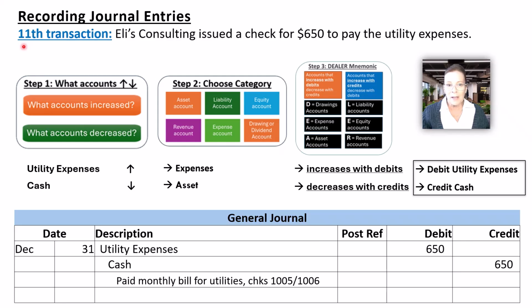The 11th transaction is very similar to the prior one. Eli's Consulting issued a check for $650 to pay the utility expenses. In this case, just like the prior transaction, expenses increased by $650 and cash decreased by $650. Expenses increase with debit, so we debit utility expenses, and cash is an asset and decreases with credits, so we credit cash. To journalize this transaction, we write the date into the date column and then debit utility expenses, credit cash for $650.